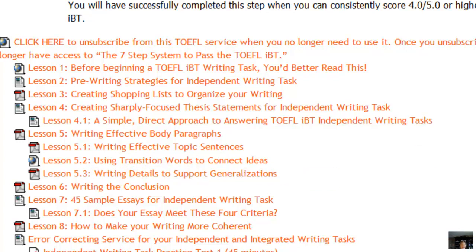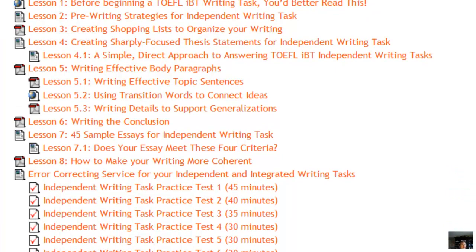And one more that might be useful for you is lesson 8, how to make your writing more coherent, especially that fourth paragraph. That really, I would have probably given you a little bit of a higher score if it wasn't for that third paragraph.